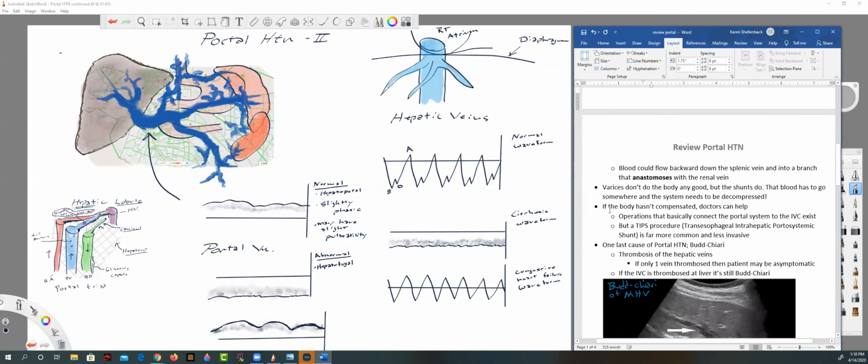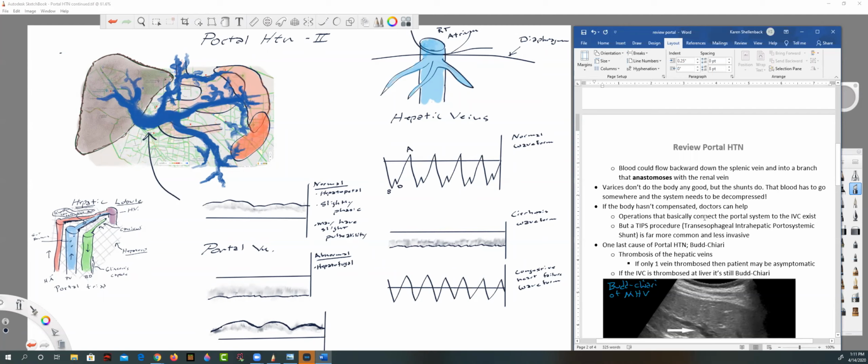So in general, varices don't do the body any good, but the shunts do. The shunts are actually very helpful to the body. The blood has to go somewhere and the system needs to be decompressed. So that's what the shunts do. If the body hasn't compensated or compensated enough, doctors can help.